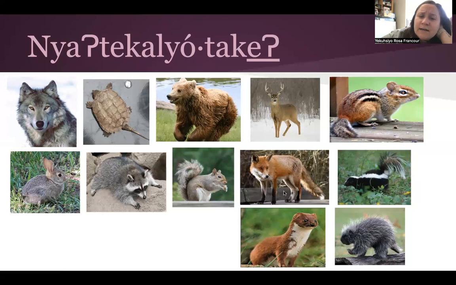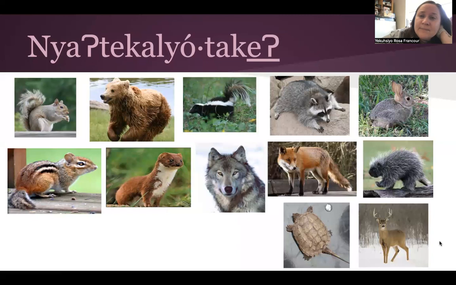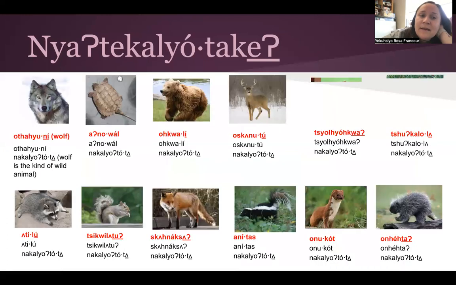Jigwilant. Fox, Skatnax, Anidas. Hopefully you can see my arrow. I'm trying to point at them at the same time. Onungot is a weasel. And Onhate is a porcupine. Okay, so mix them up. You can take another picture. I like to do them in order, and then I mix them up for when I teach this.